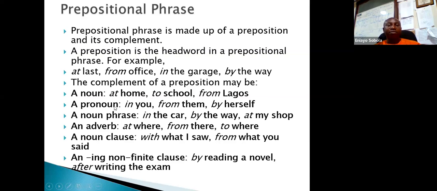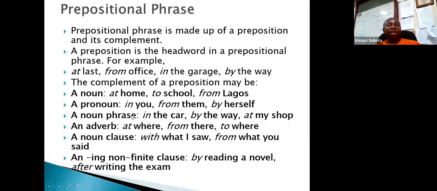Another one is a pronoun. For example, in you. You is a pronoun which complements the preposition in. From them. Them is a pronoun which complements the preposition from. By herself. Herself is a pronoun which complements the preposition by.